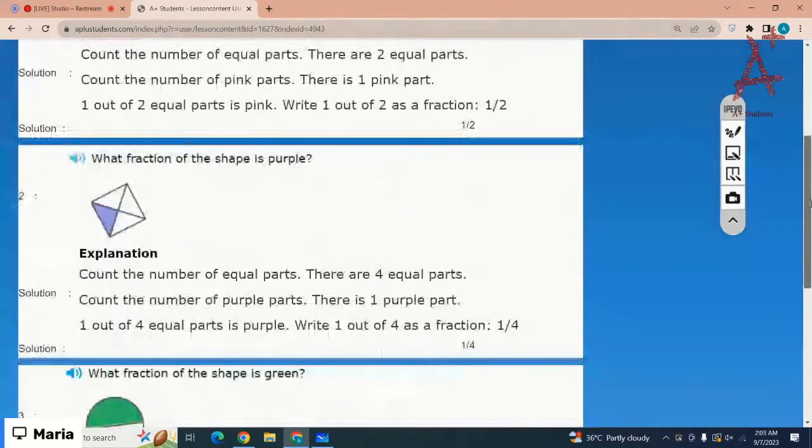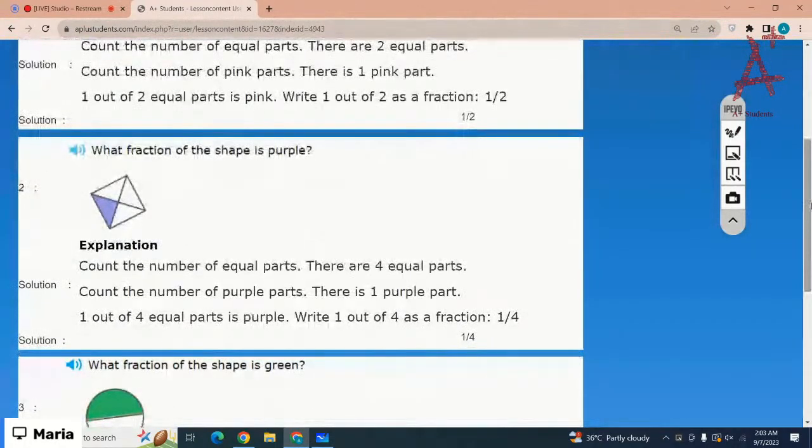Okay, the next one is what fraction of the shape is purple. You are given a shape, you have to see what fraction of the shape is purple. So let's just count the total portions of the shape, right? The shape has total 1, 2, 3, 4 portions, and out of the 4, just one is purple. That means 1 out of 4 part is purple. So the correct option is 1 out of 4 part is purple, right?